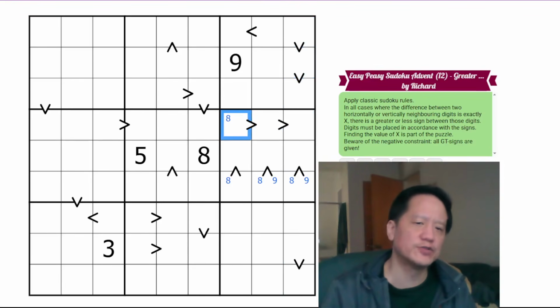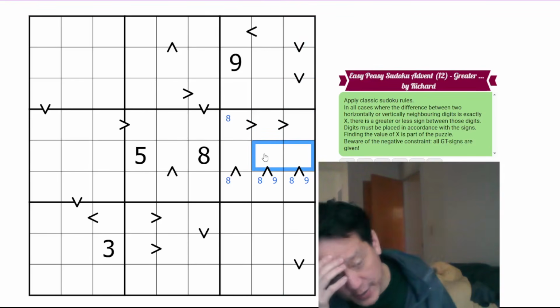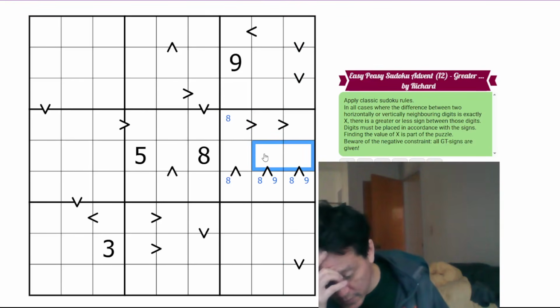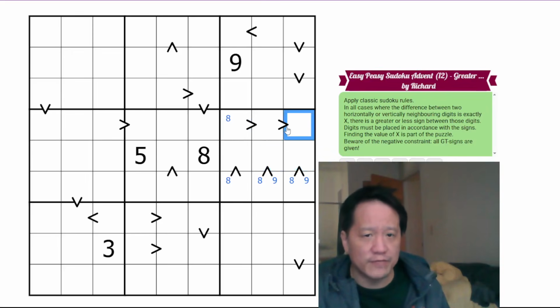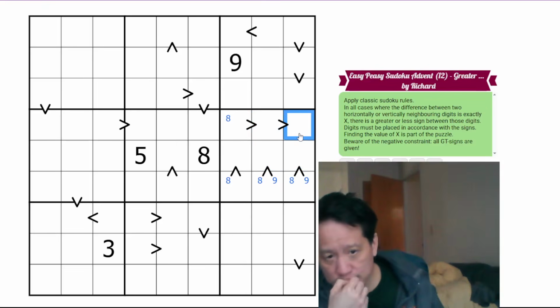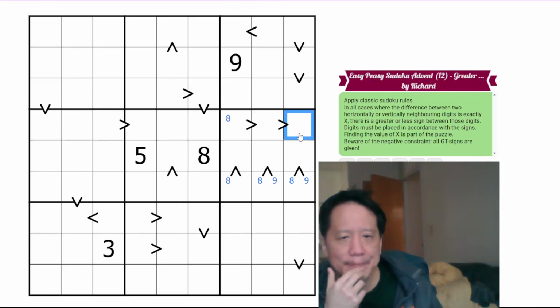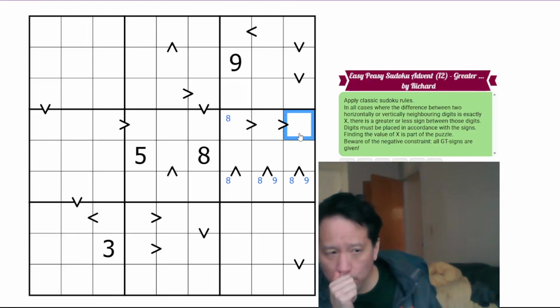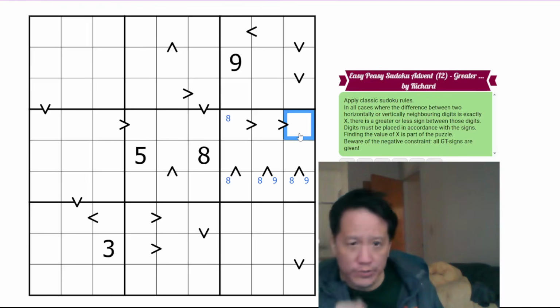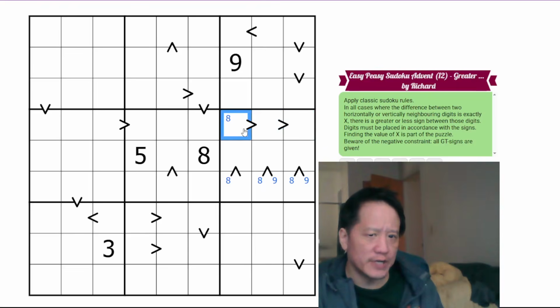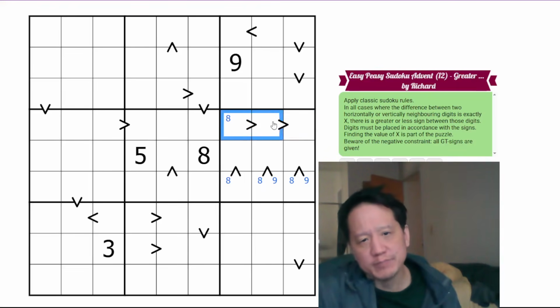What about a difference of 2? Then you would have 9 and 7 there. You could have 5, 3, 1 there. Hmm. Or you could have 8, 6, 4, 8. So what are the possibilities here?